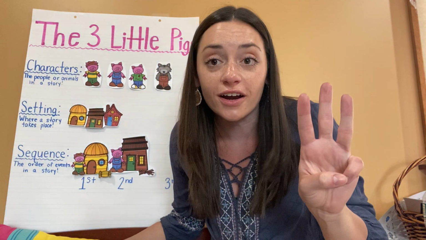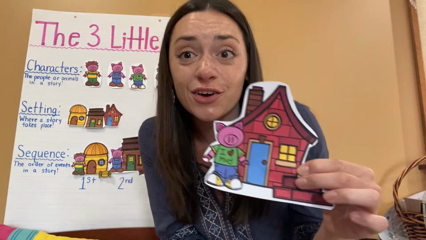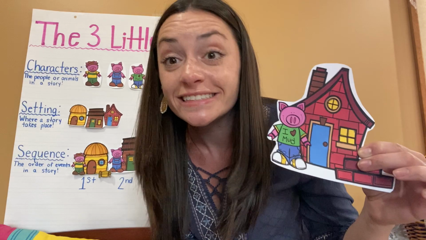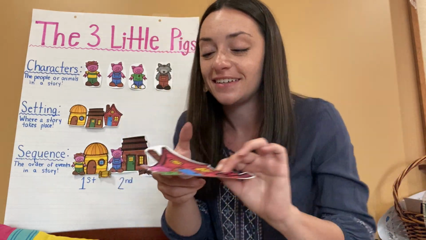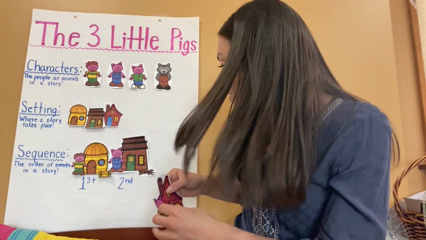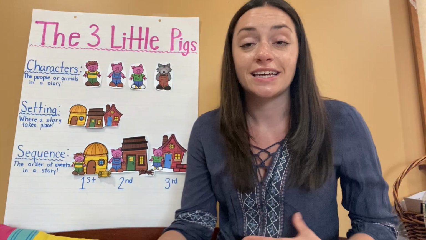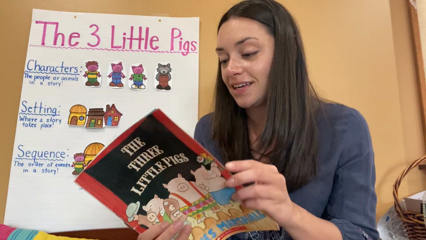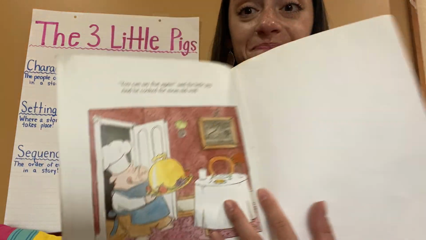And third, we have the brick house. And could the wolf blow this one down? No, he couldn't because it was a strong house. So who was the smartest pig? The third one, the third pig, because he built a strong house. And in this story, he outsmarted the wolf and he ate him up.